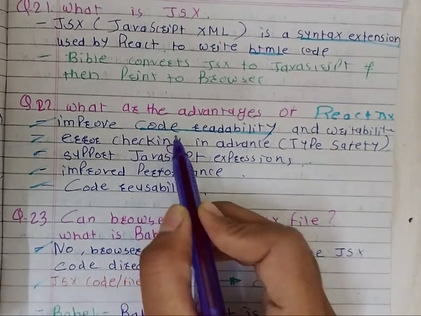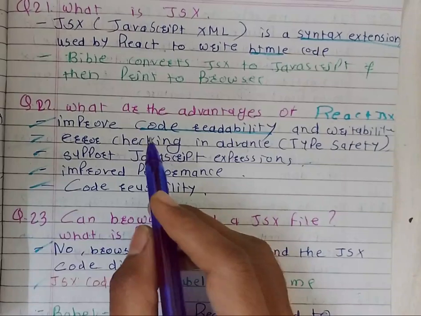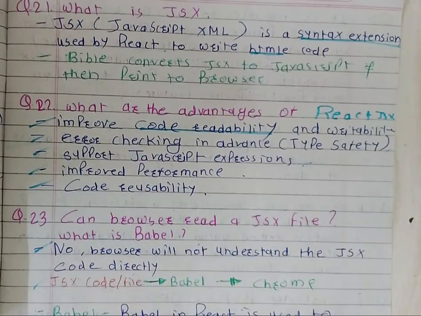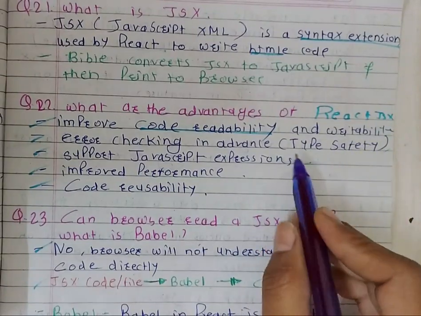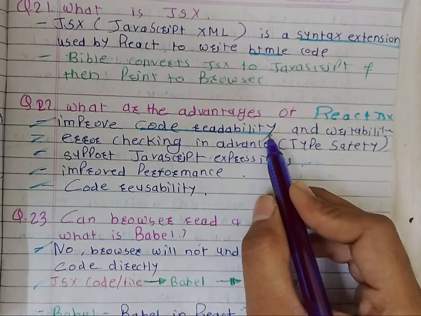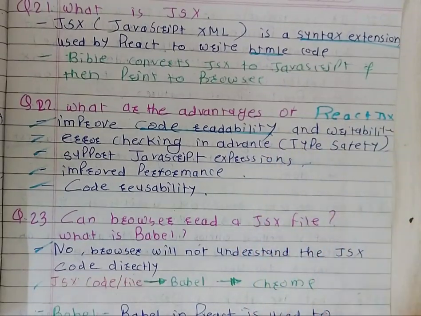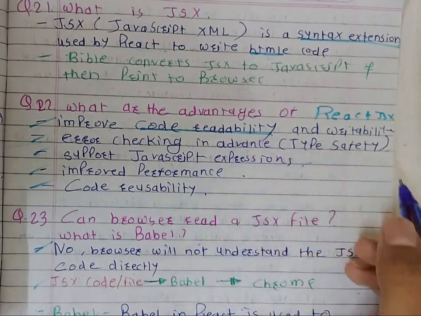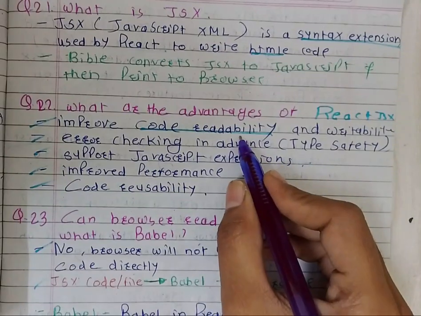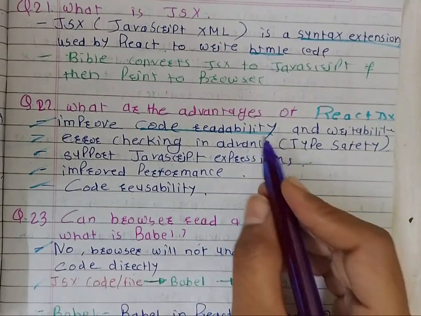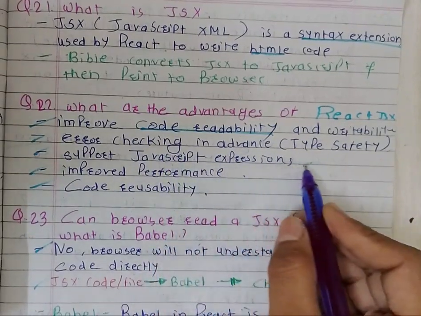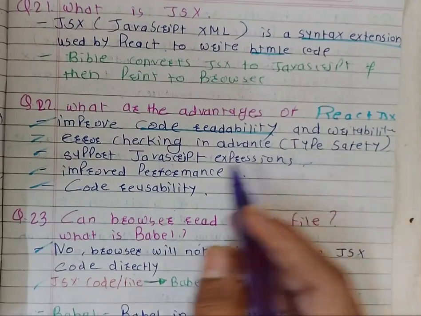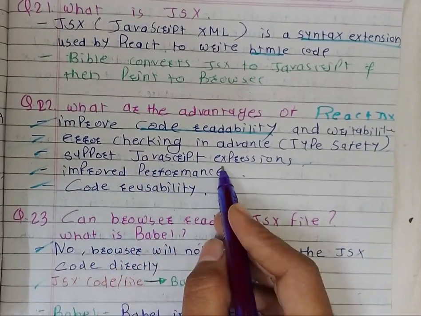Then what are the advantages of React JSX? The first one is improved code readability and writability. As it is component based, it promotes reusability of code and readability, and manages code in a good, well-organized way. Then error checking in advance and type safety. Then it also supports JavaScript expressions.